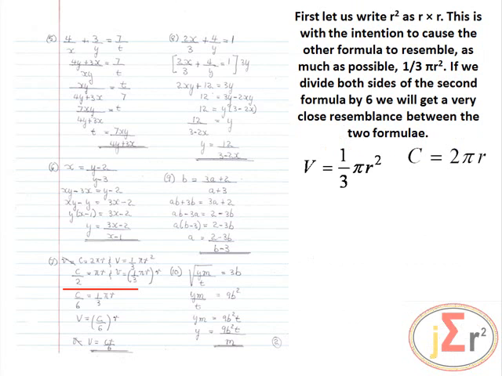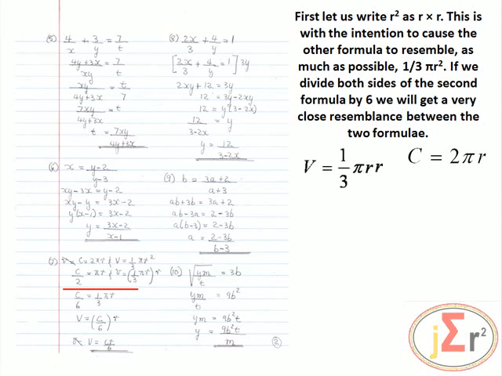What is that? First, let us write R squared as R multiplied by R. This is with the intention to cause the other formula to resemble as much as possible 1/3 pi R squared. If we divide both sides of the second formula by 6, we will get a very close resemblance between the two formulae. So let us do that. One, we write R squared as R times R, or RR.